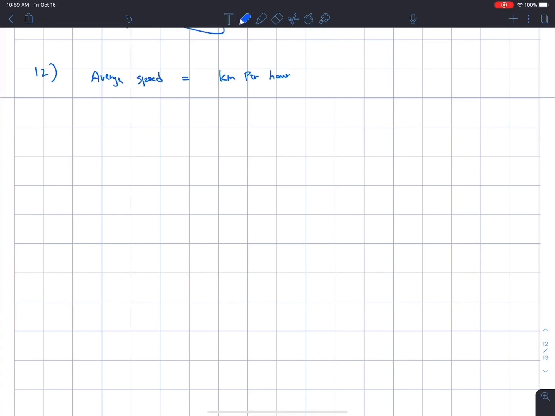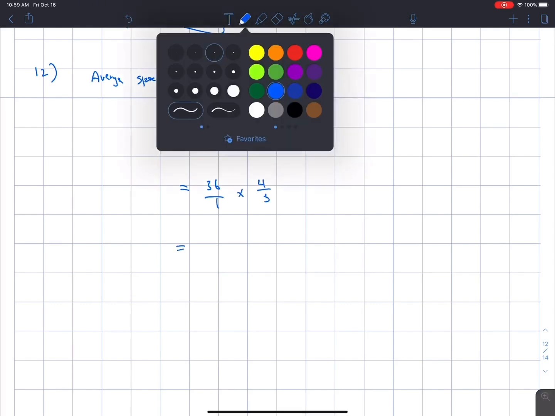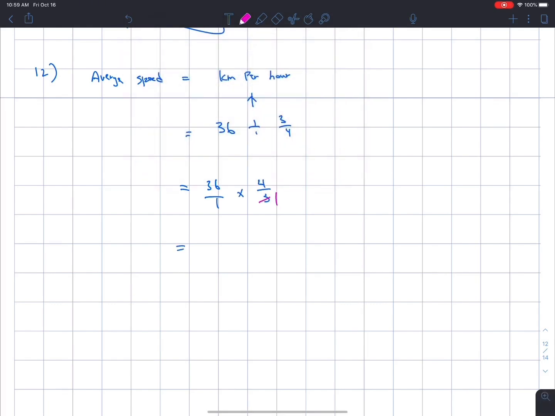So remember I said the word per means division, right? So we just need to use the km number, which is 36, divided by the hour number. So 36 over 1 times 4 over 3. We can simplify, divide by 3 to get 1, divide by 3 to get 12. And I get 48. This will be 48 km per hour.